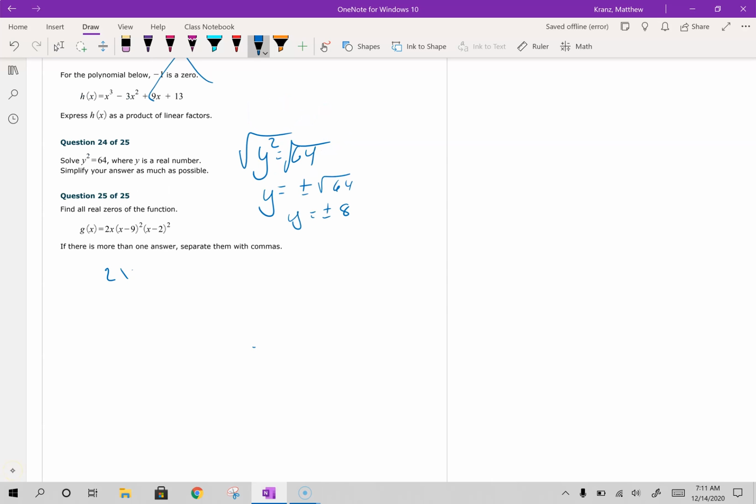25, we're just going to find our zeros. It's 2x equals 0, x minus 9 equals 0, x minus 2 equals 0. So this one is 0, this one is positive 9, this one is positive 2. So our zeros are 0, 2, and 9. And that's it. Let me know if you have questions.